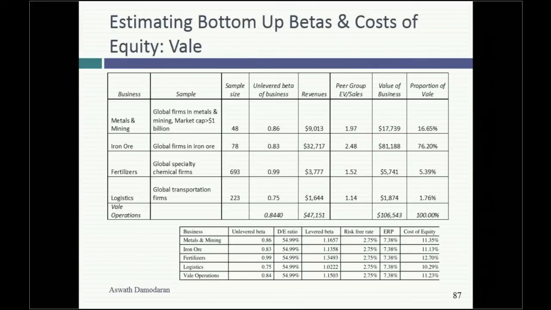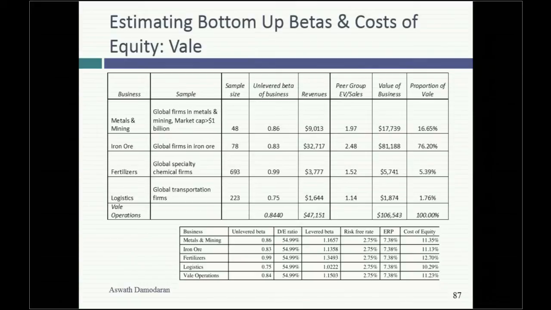But those are the values that I'm going to use, and those give me weights. And you can see Vale is predominantly an iron ore company in terms of value. Those weights have to add up to 100%. So that's the only rule you have to absolutely not break. And I take a weighted average of the unlevered betas by those weights. The unlevered beta that I get for Vale as a company is 0.844.